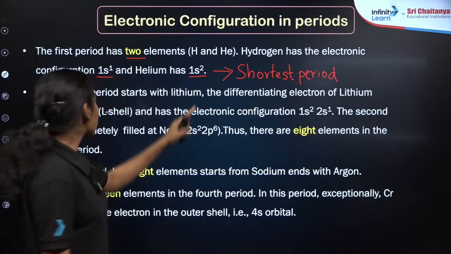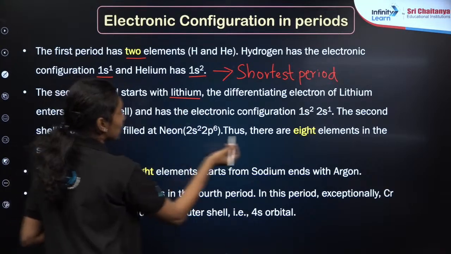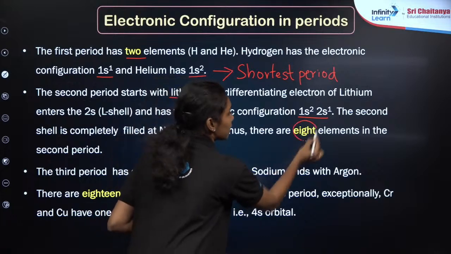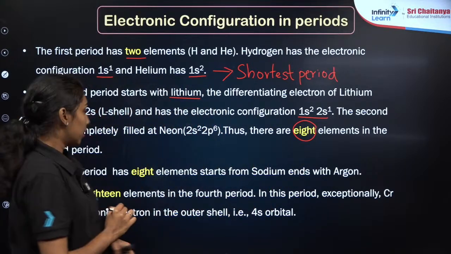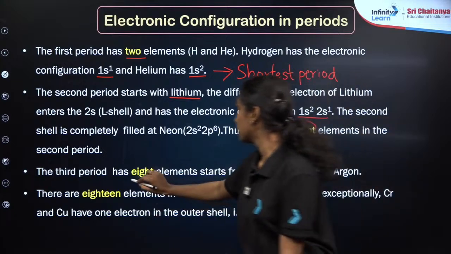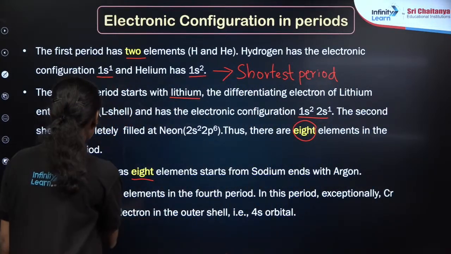Then when we move to the second period, it starts with lithium and ends with neon. The electronic configuration is already mentioned here. You can see that 8 elements are present over here. Then the third period also contains 8 elements. And the fourth period contains 18 elements, right? 18 elements.